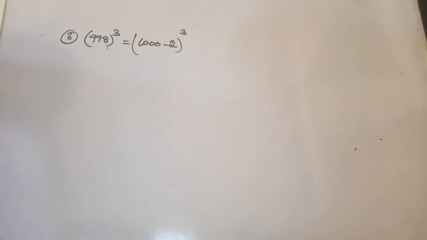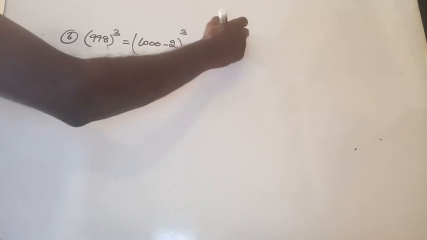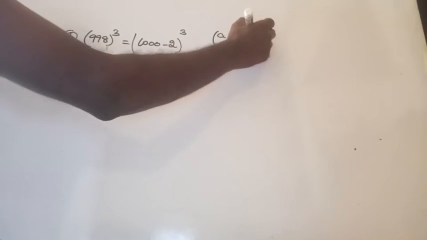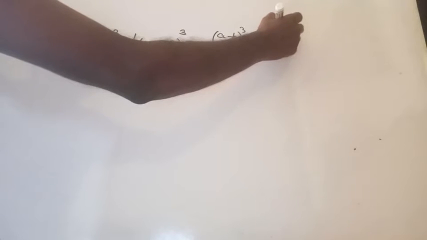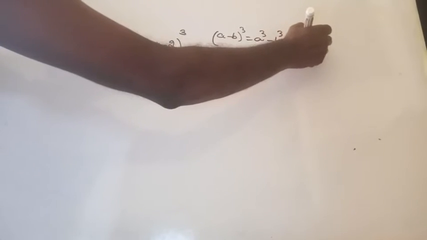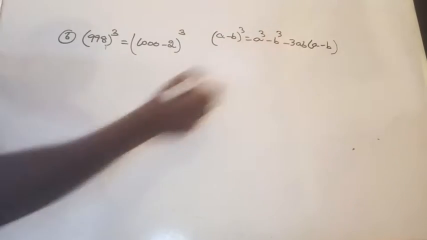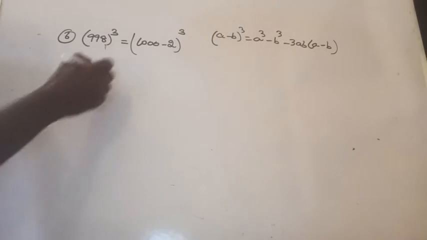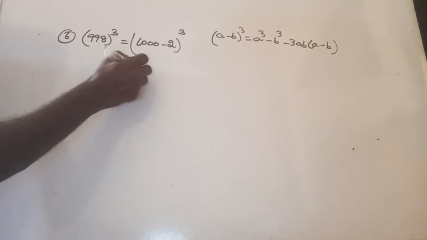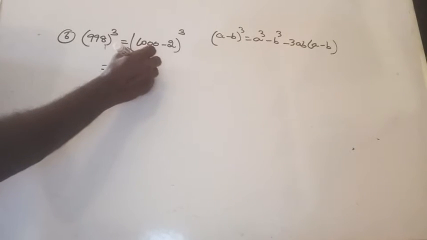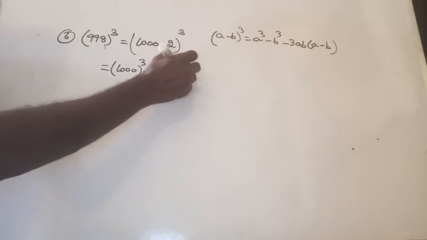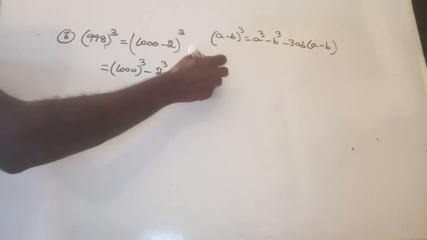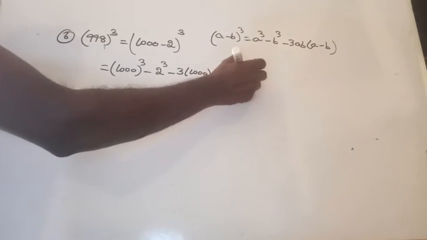So it is in the form of what? a minus b the whole cube. a minus b the whole cube means a cube minus b cube minus 3ab into a minus b. So a cube, that is 1000 cube, minus b cube, that is 2 cube, minus 3 into ab, 1000 into 2, into a minus b, that is 1000 minus 2.